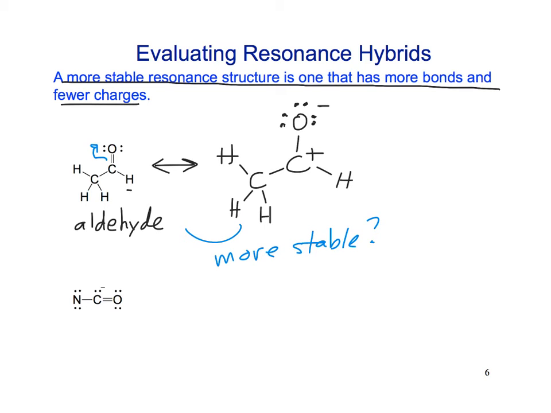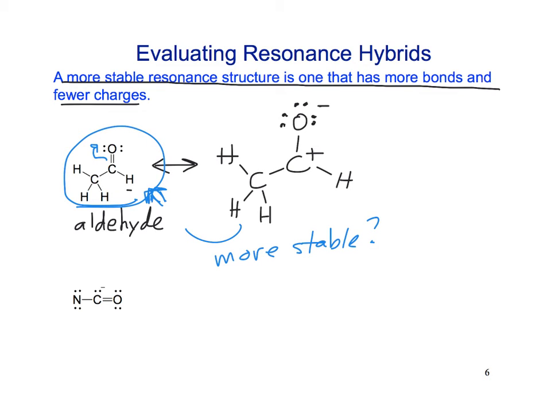All right, so let's follow this rule. The more stable one will have more bonds and fewer charges. Okay, so that's pretty easy, right? This one over here has more bonds, it has an extra bond, and it has no charges. It's all neutral, whereas the one on the right has fewer bonds, and it has a minus and a plus charge. All right, so the more stable one is going to be represented more in the true structure.